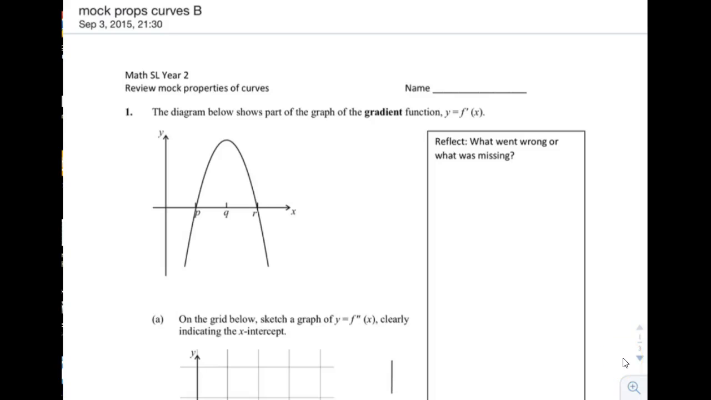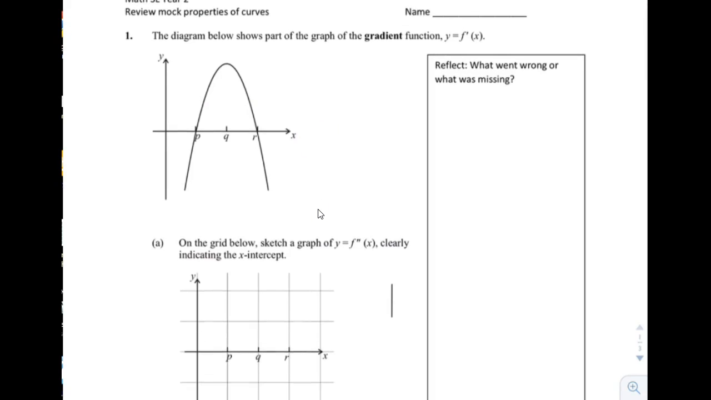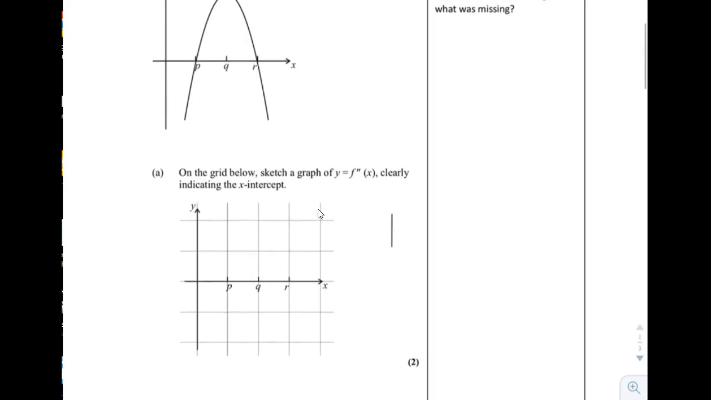Solutions for the review mock for properties of curves. Number 1. The diagram below shows part of the graph of the gradient function y equals f dash of x. So don't be confused. This is not the function. This is the gradient function. They did not give us the function. Okay, what do they want to do now? On the grid below, sketch a graph of y equals f dash dash, clearly indicating the x-intercept.